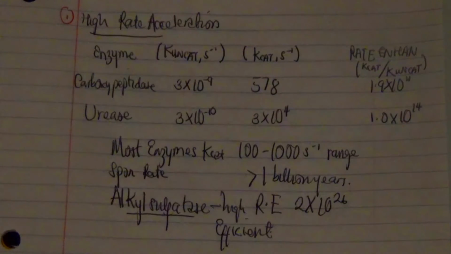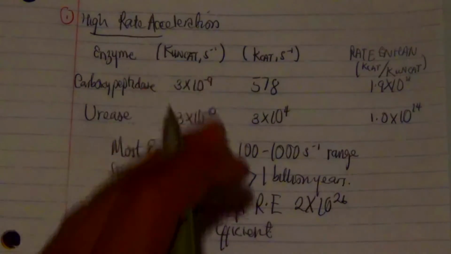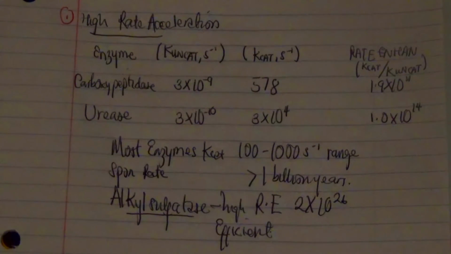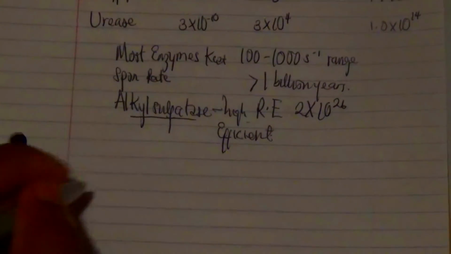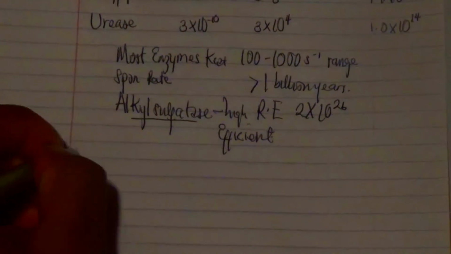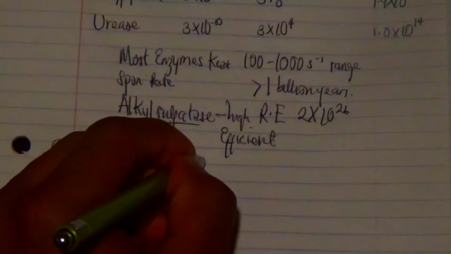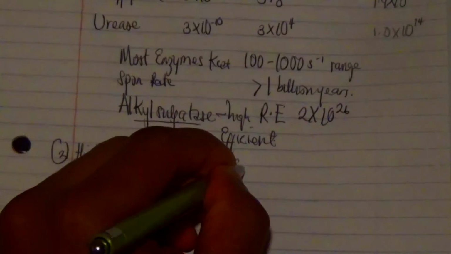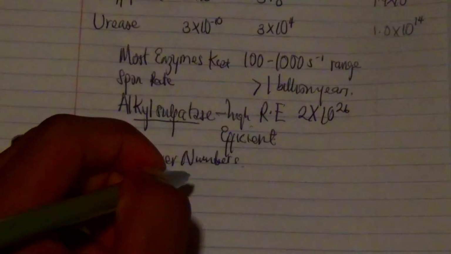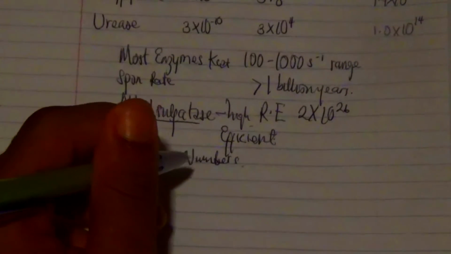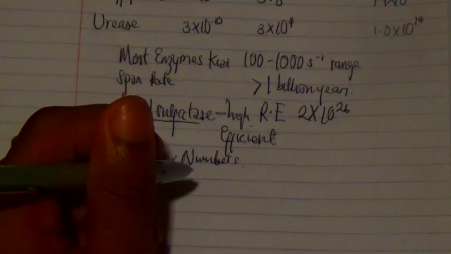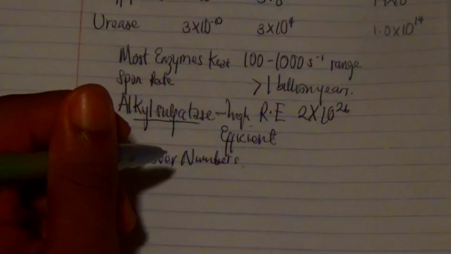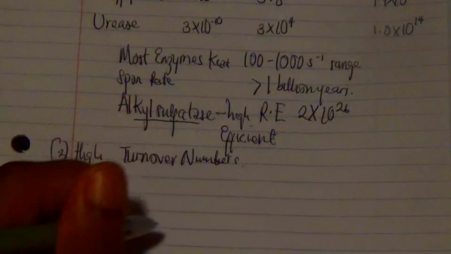All the same, that is about it for this property of high rate acceleration. Our next one will be looking at the turnover number, which is another property. The turnover number shows how many molecules are converted in a system when an enzyme is present, for every second. And it's quite impressive as well how we were able to conclude that.